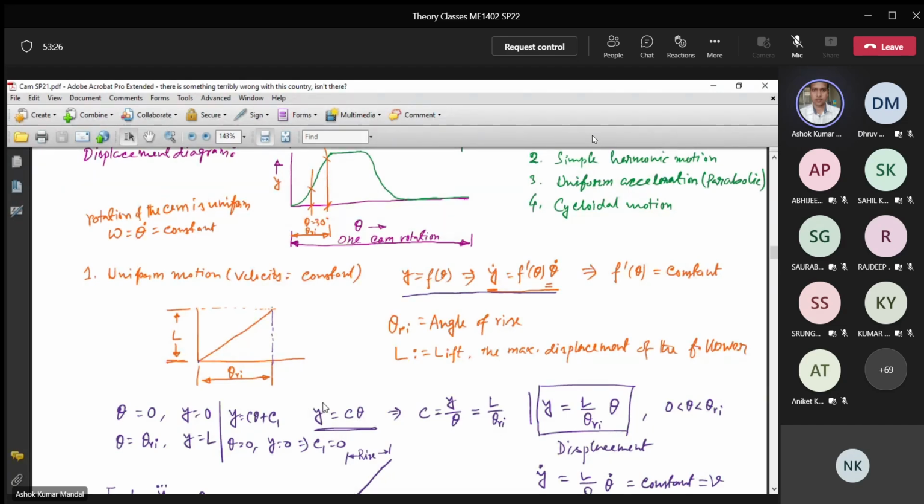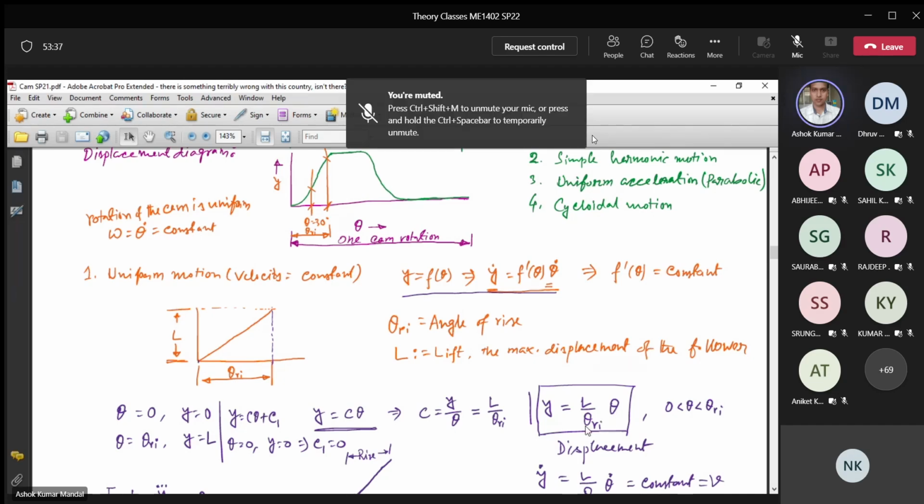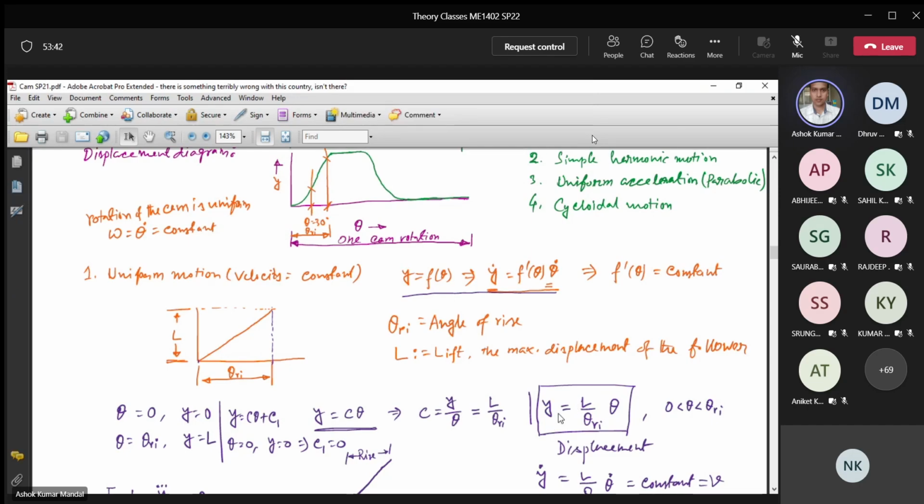That means now y equals C into theta, and C we have obtained as L by theta Ri. So y equals L by theta Ri, into theta. This is the displacement equation. Now we have the relation between y and theta. So we obtain this function y equals f of theta, which is nothing but this one. This is the displacement equation and it is valid within 0 to theta Ri during rise.